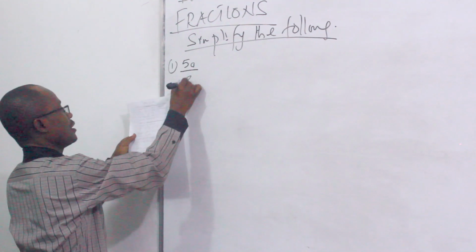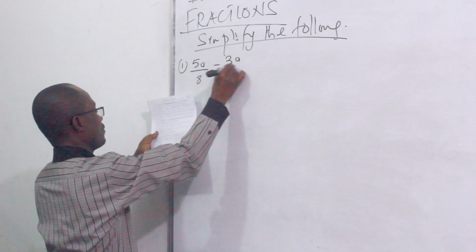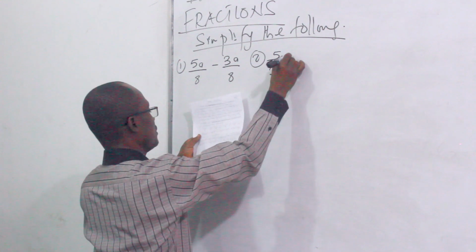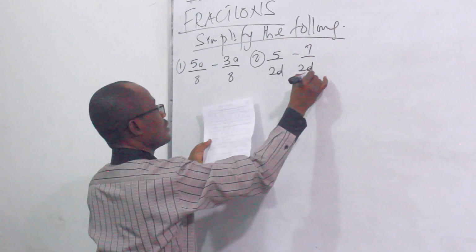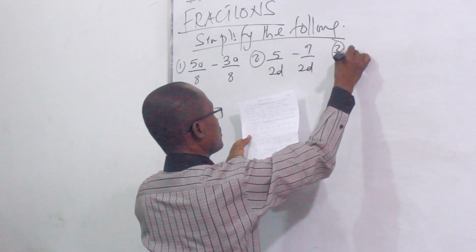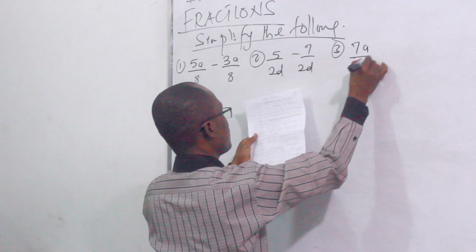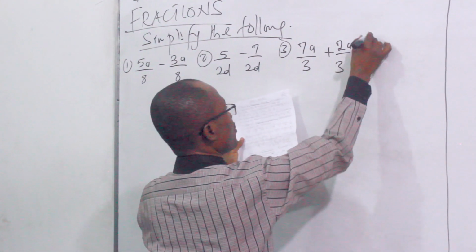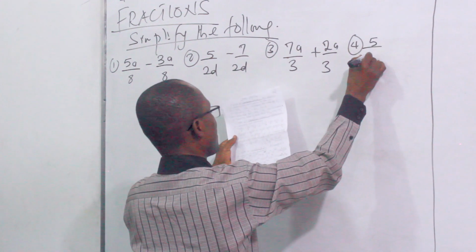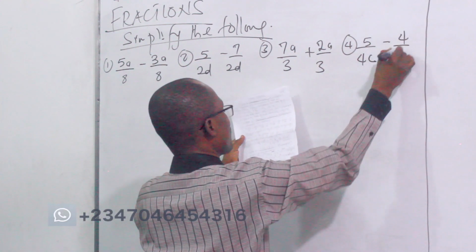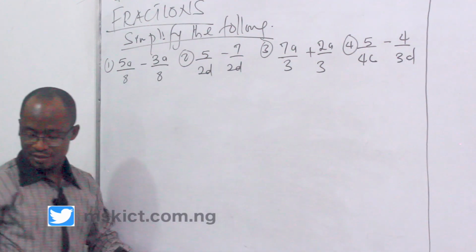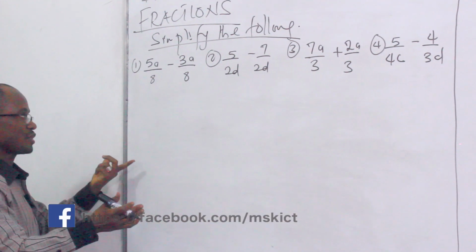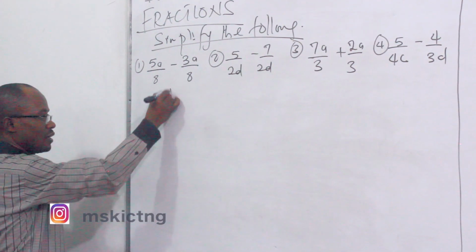5a over 8 minus 3a over 8. Look at 2. 5 over 2d minus 7 over 2d. Look at number 3. 7a over 3 plus 2a over 3. Let's go to number 4. 5 over 4c minus 4 over 3d. So let's use this to create a kind of basics with which we can handle all areas of simplification. The first one, solution comes here.